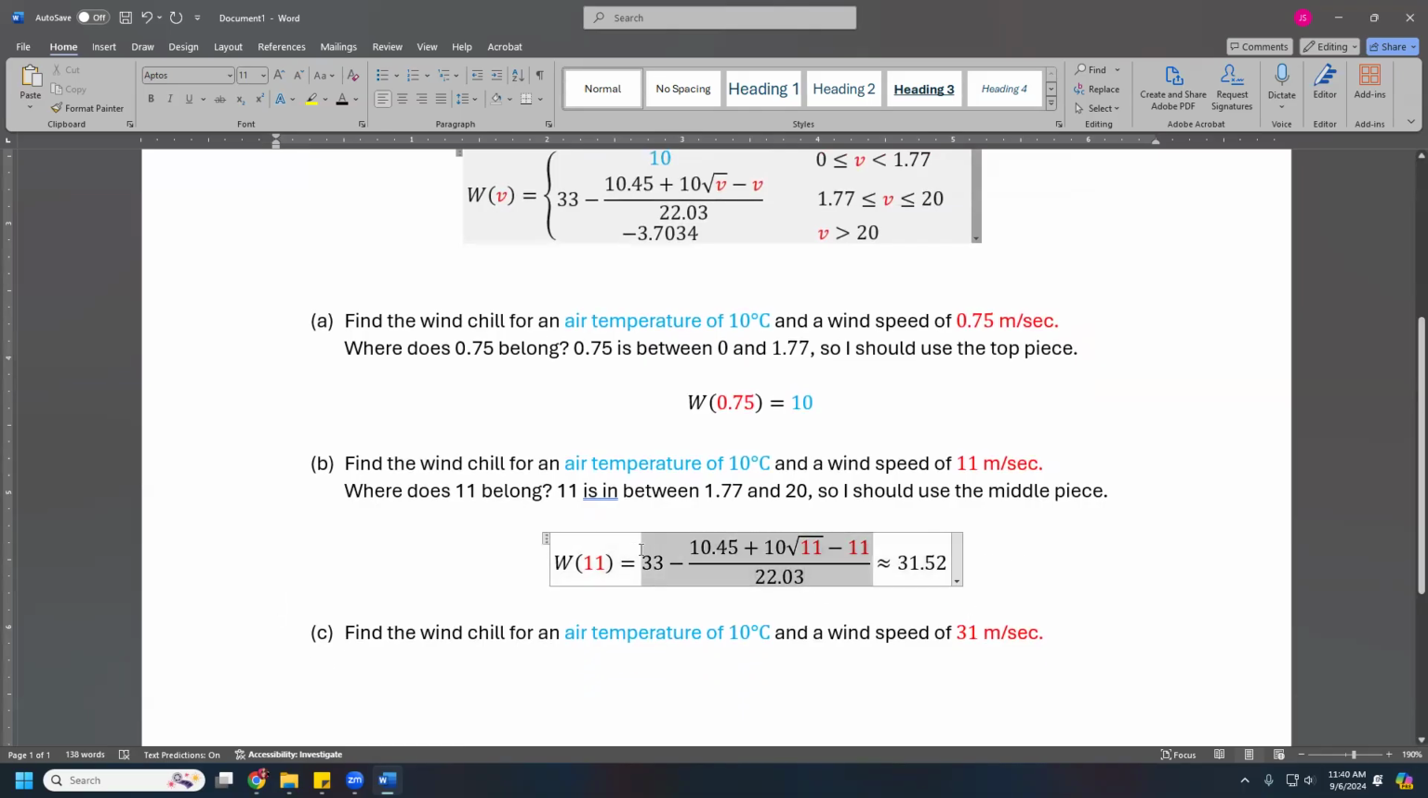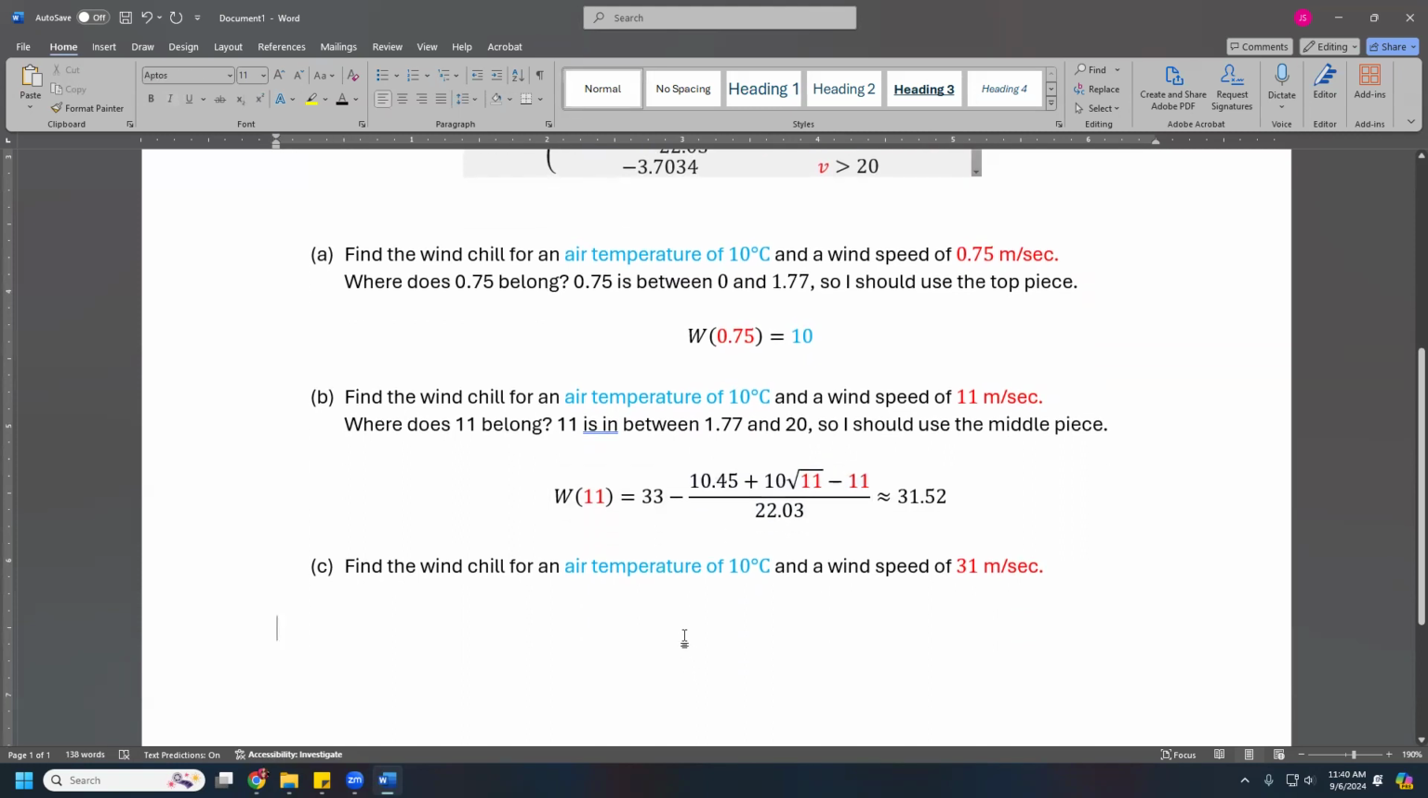If it wants like a closed form solution, this is just the closed form solution. So you'd have to carefully type this in. There's a little more simplifying you might be able to do, like you could combine minus 11 and the 10.45, but I wouldn't bother. Okay, so next up, same question, except I need to plug in 31 for V.